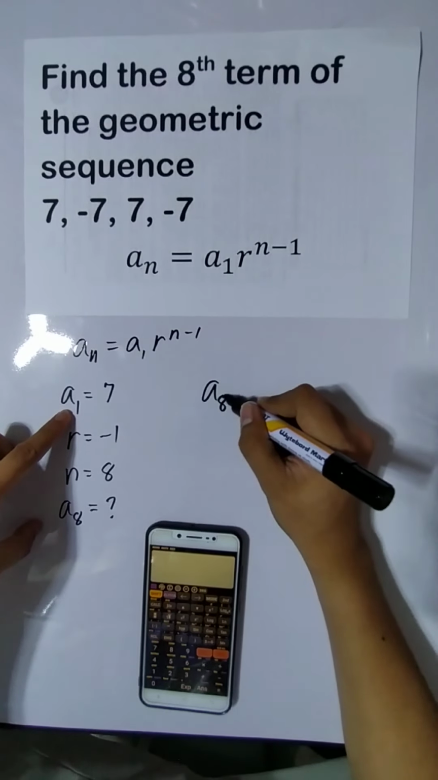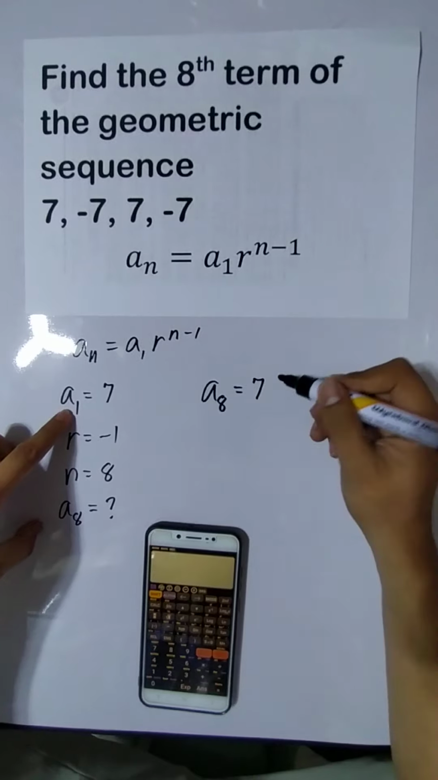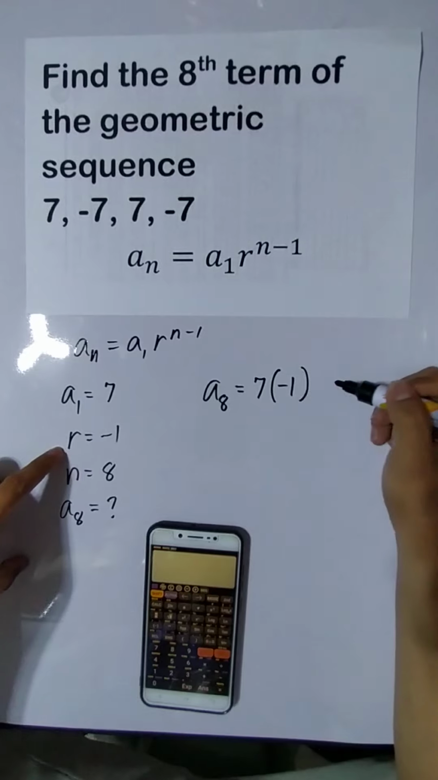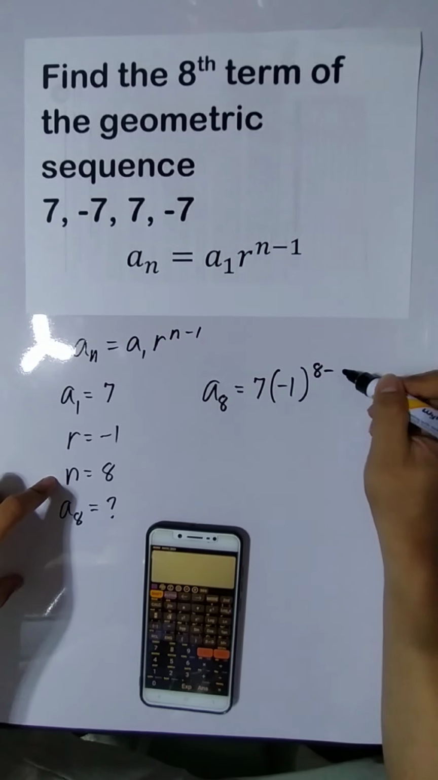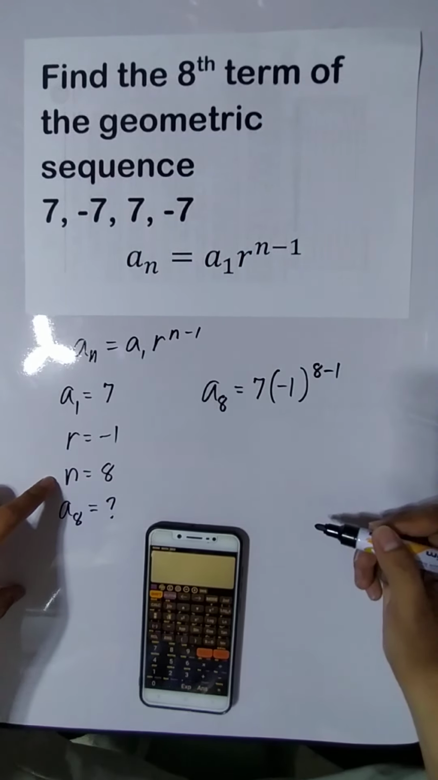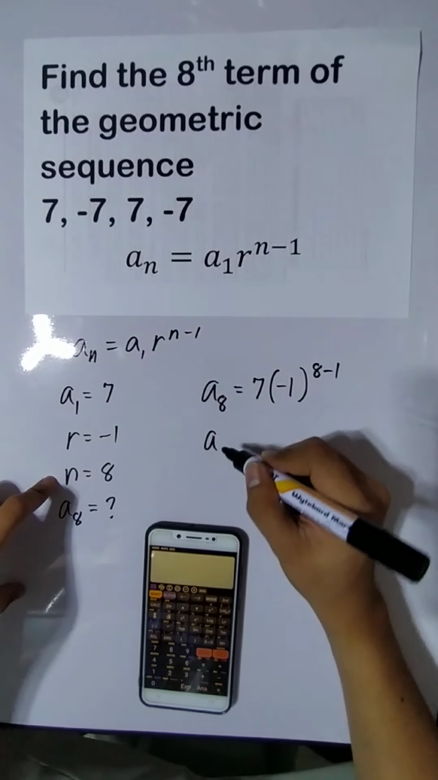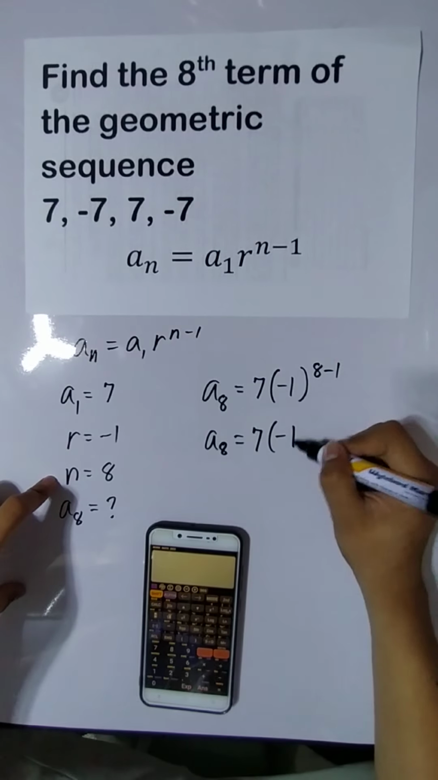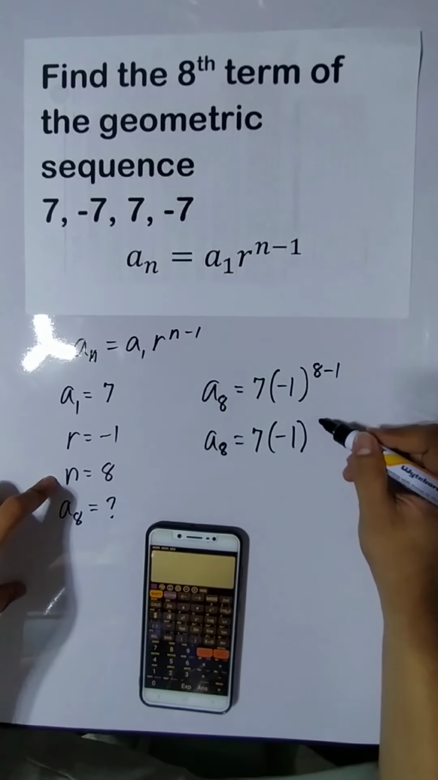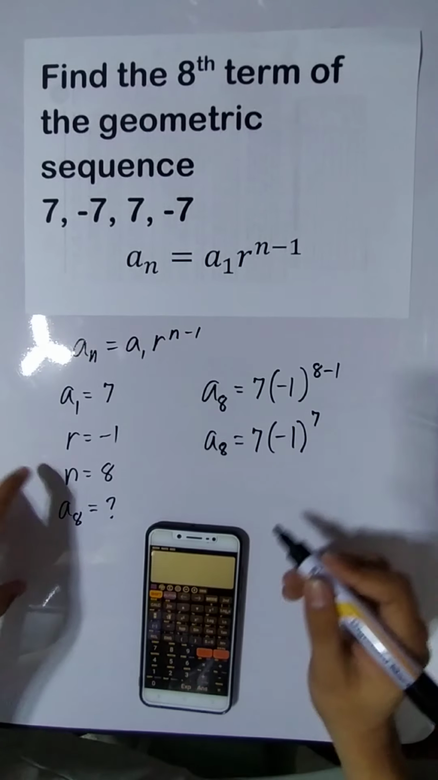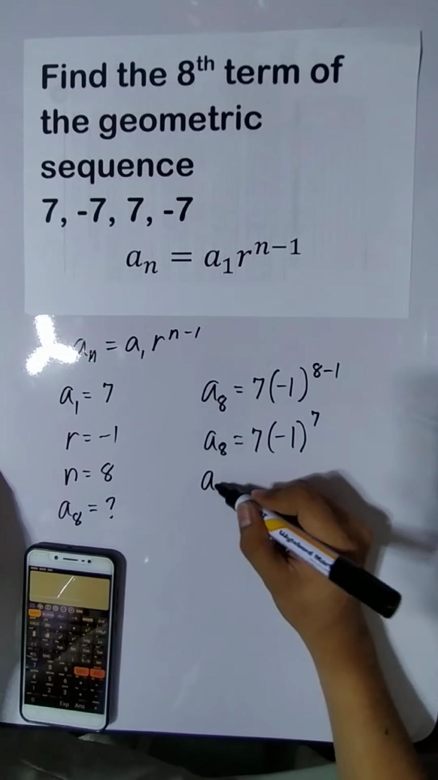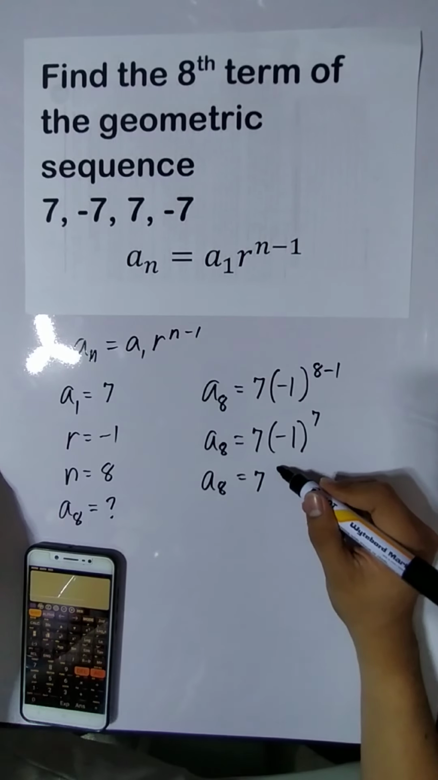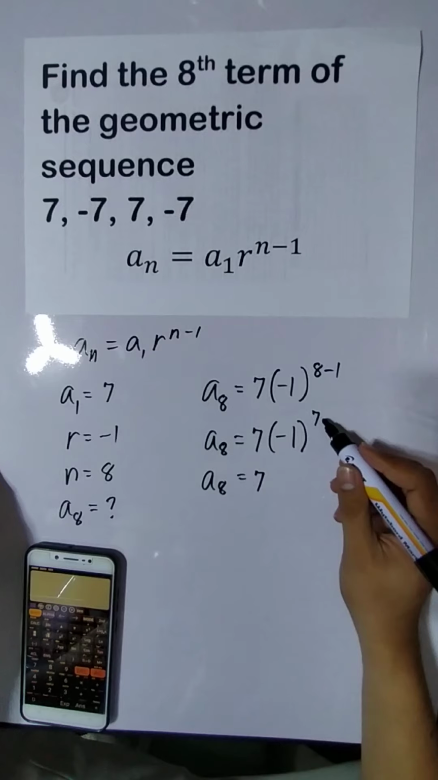So we have a sub 8 is equal to a sub 1 will be 7 times r is negative 1 raised to n, we have 8 minus 1. So we have a sub 8 is equal to 7 times negative 1. Then subtract your exponent. We have 8 minus 1 is 7. So a sub 8 is equal to 7, then negative 1 raised to 7.